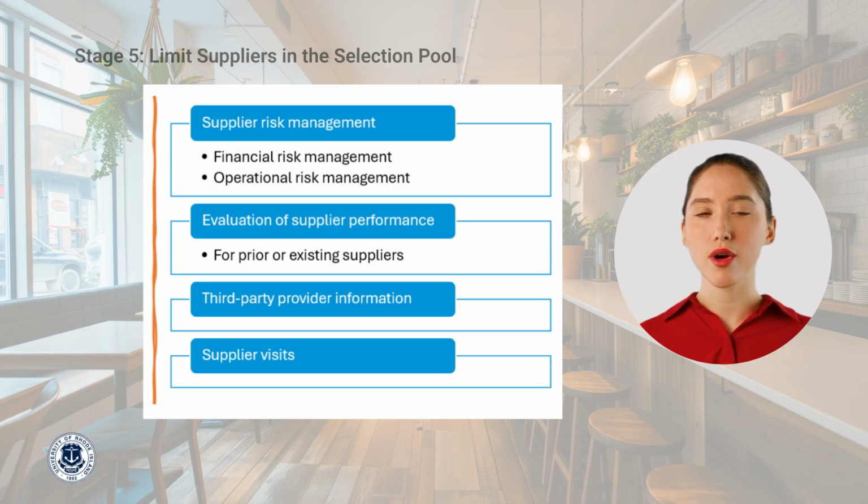At Stage 5, organizations reduce the number of suppliers under consideration. Organizations choose a variety of criteria with which to base the limiting of their selection pool. This can include financial risk, operational risk, performance evaluation from prior or existing suppliers, third-party provided information, as well as research conducted internally by going to the supplier and reviewing them on other criteria through site visits.